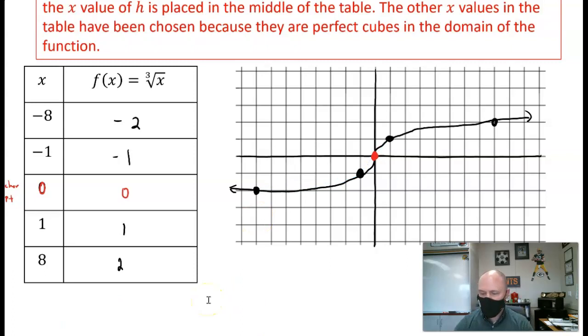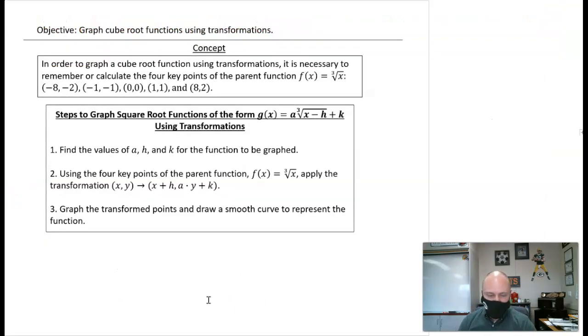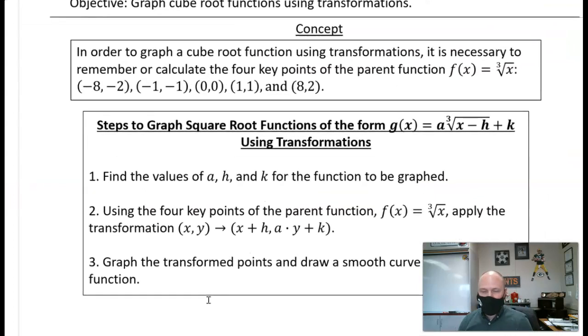Okay, we're going to go ahead and transform some of these functions. Here are the steps that can help guide you if you forget what to do. We're going to transform those key points that we had, and again, an anchor point, the main point that we'll start with, 0, 0. I would highlight, underline, put a box around that point. Make sure that you know that that is the anchor point.